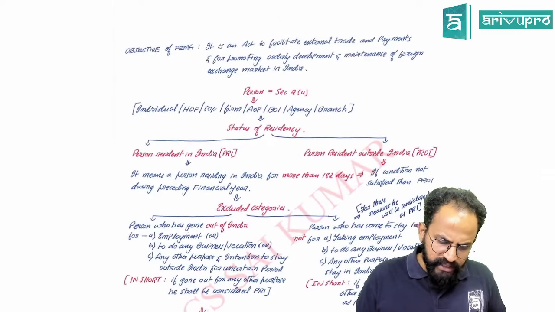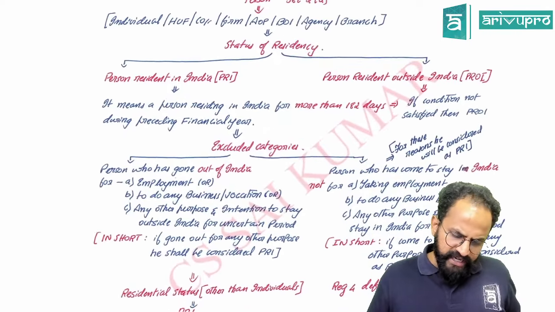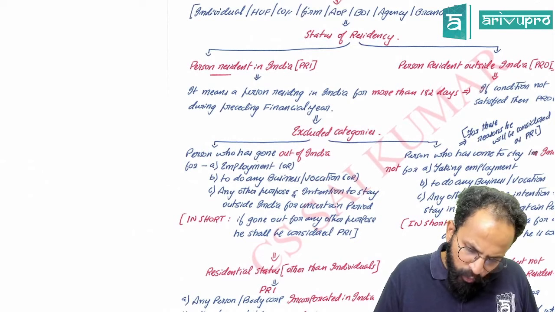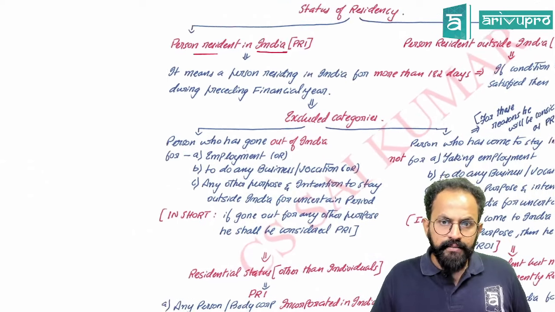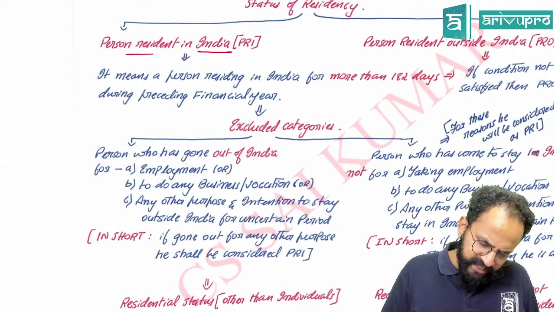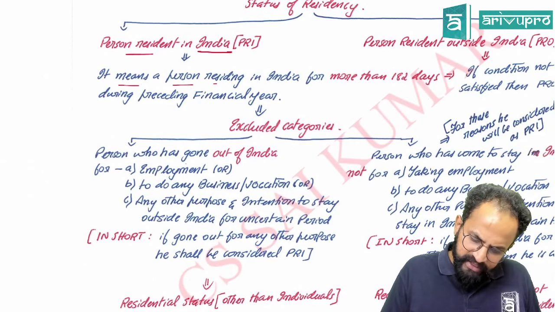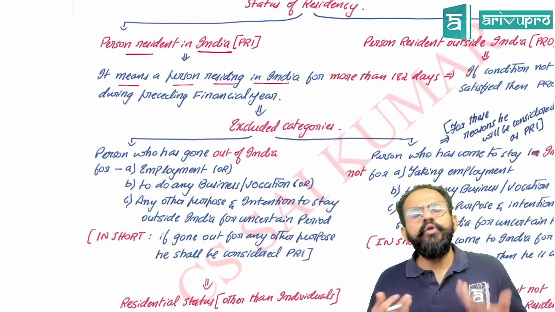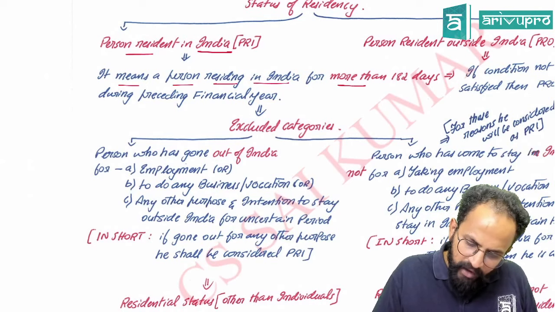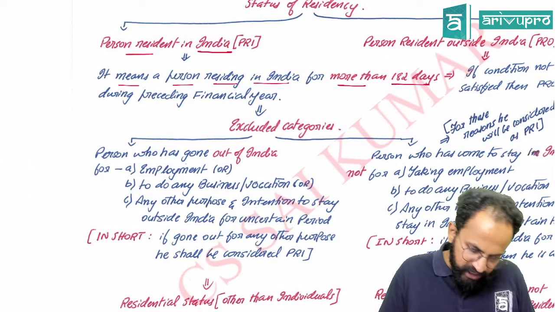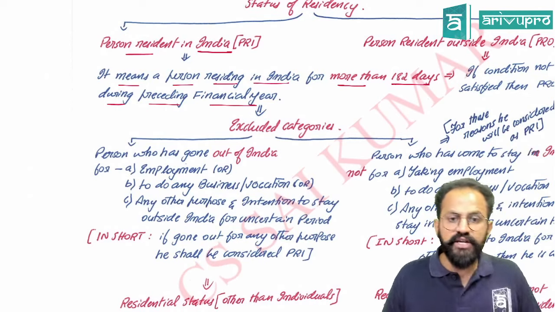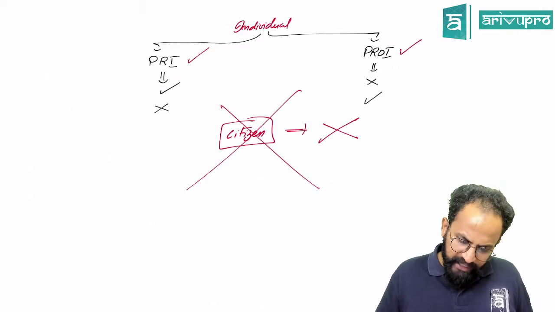Concentrate. So sir, status of residency, I'll now be teaching you person resident in India. Sir, who is a person resident in India? PRI. People listen carefully. A person resident in India means a person residing in India. Who is a person resident in India? A person who is staying in India for more than 182 days during the preceding financial year. People, I'll be writing something, you also can make a note of it or write it in the book there only.